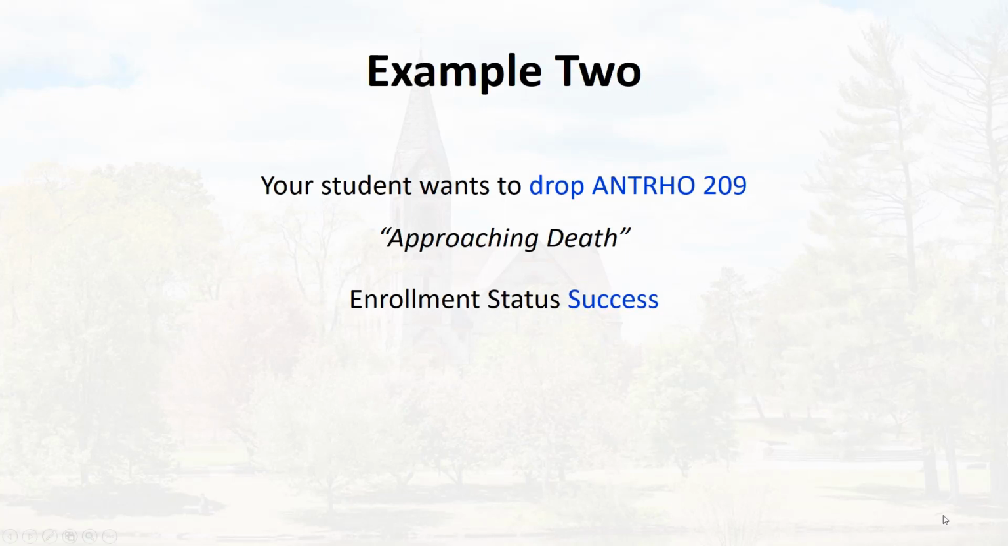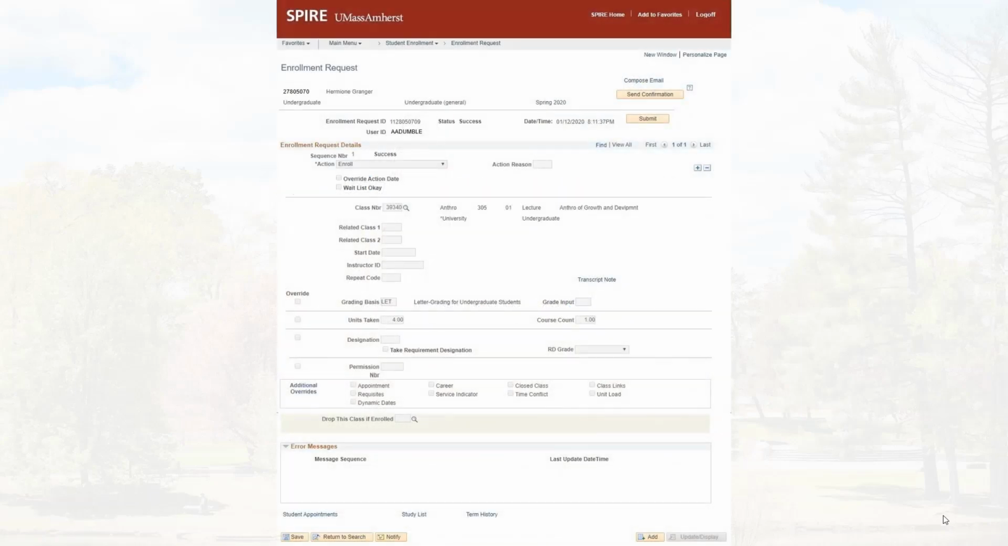2. Your student wants to drop Anthro 209. This is an example of a simple drop request for a class within our subject areas. The enrollment request status for the drop will be success. Please note that for this example, we have remained on the same enrollment request that we used in example 1 to enroll our student in Anthro 305.